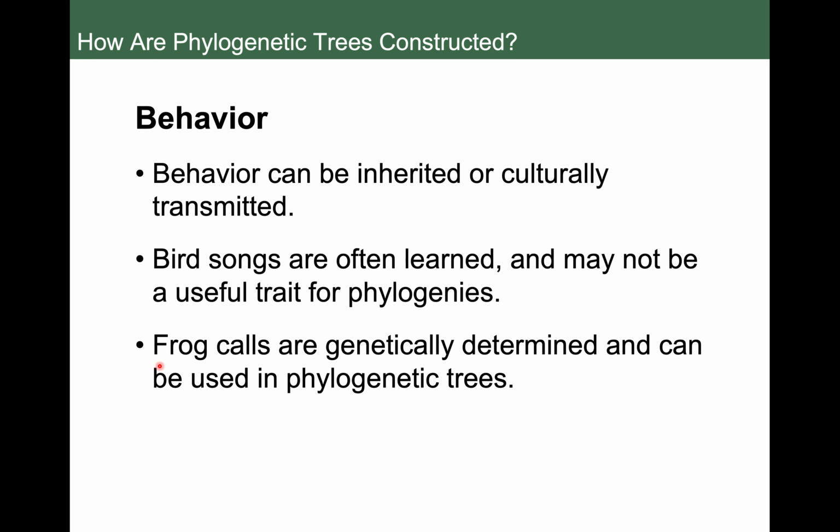Behavior, as I mentioned, can be used occasionally. The thing to keep in mind, right, is we only want to use genetically determined behaviors in constructing phylogenetic trees. And so a lot of behaviors tend to be learned. So, for example, bird calls or songs are typically learned and are not going to typically be very useful. Whereas, interestingly, frog calls are often genetically determined, and you might be able to use the specific sounds that a frog is making as part of the data for creating your phylogenetic tree.